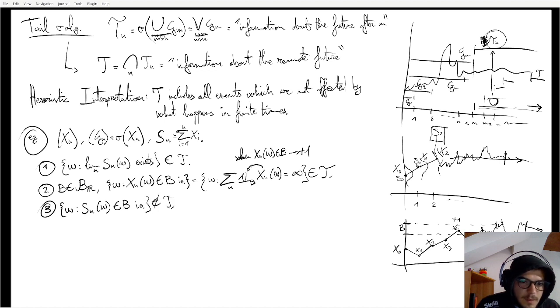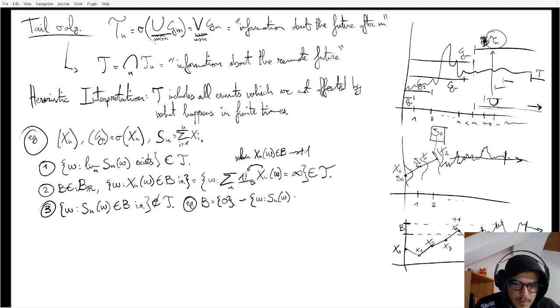This thing is not a tail event. Why? Because, for example, if we consider B to be the set {0}, simply the point 0, then this becomes the set of outcomes such that Sn of omega is 0 infinitely often, and we call this A.